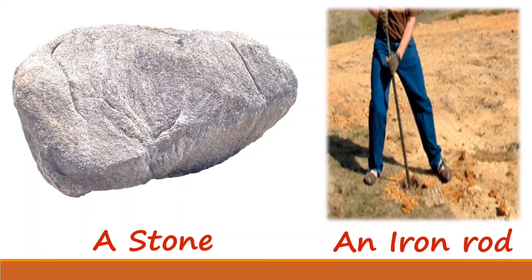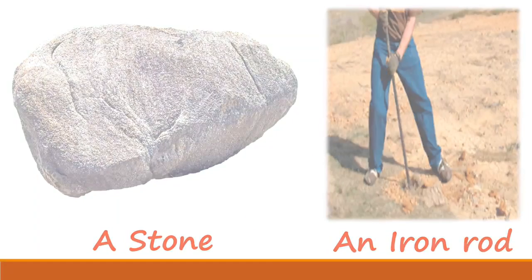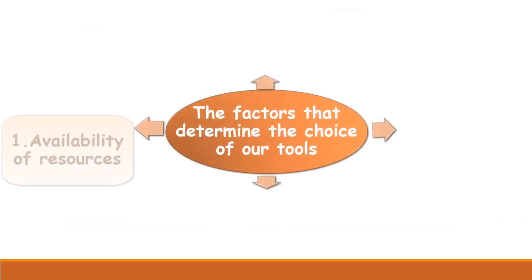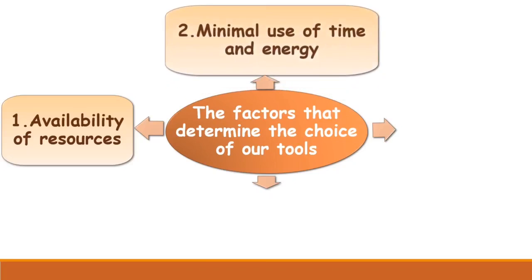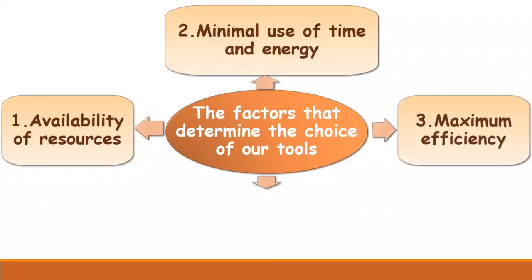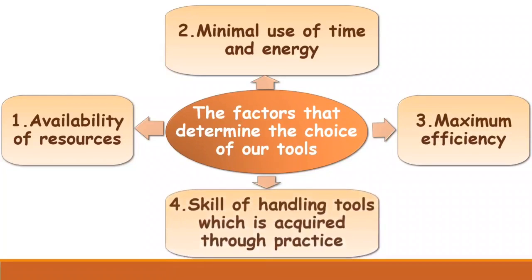This shows that we need to choose the tool according to the need of the task. Firstly, we need to check what resources are available nearby. Secondly, we would use a tool that would enable us to do our work easily in less time. Thirdly, we would choose a tool that would give us best results. And finally, we would choose a tool which we have practiced using before.